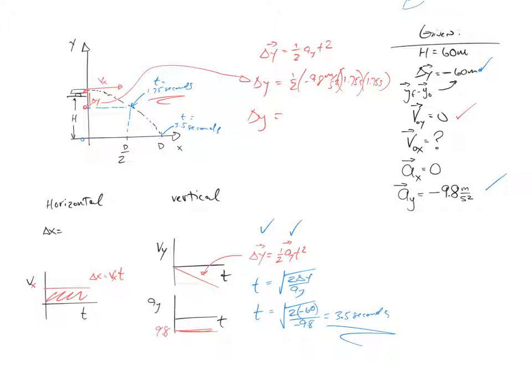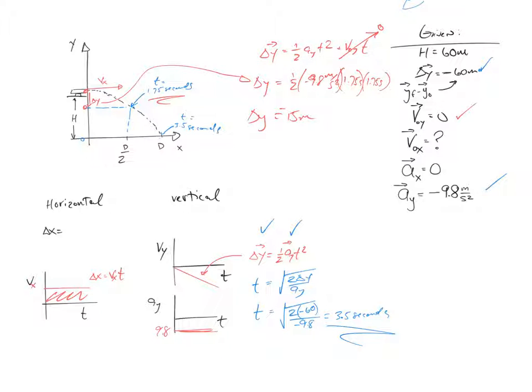So 9.8. Would you put 2 plus 2? This is 1/2. Okay, so I'm using 1/2 AY t squared. The full equation is V naught t, but this is 0. Okay, I thought that was plus 2. So 9.8 divided by 2, times 1.75 times 1.75. So we get about 15? And that's negative, because we have a negative there.